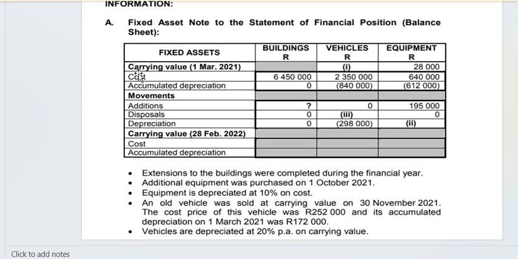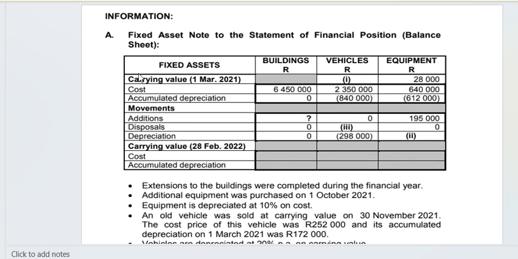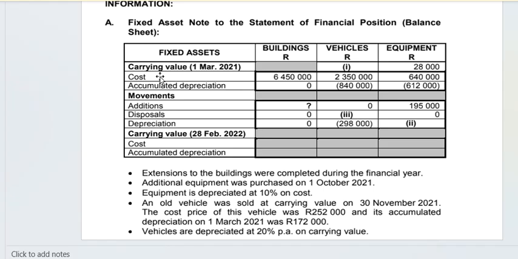All right. Suppose this is the information given to you. We are given a fixed asset note. Then this note here is written that you need to calculate these missing figures, which are Roman figure 1, Roman figure 2, as well as Roman figure 3. So now you need to calculate them, so that you are able to grab some marks.